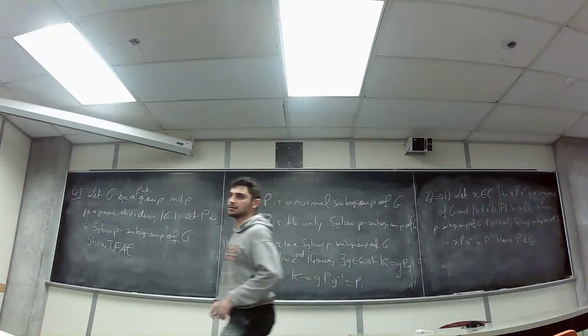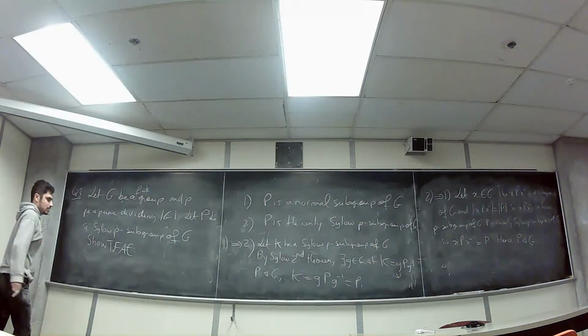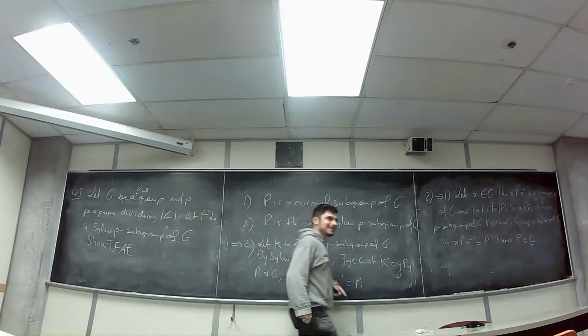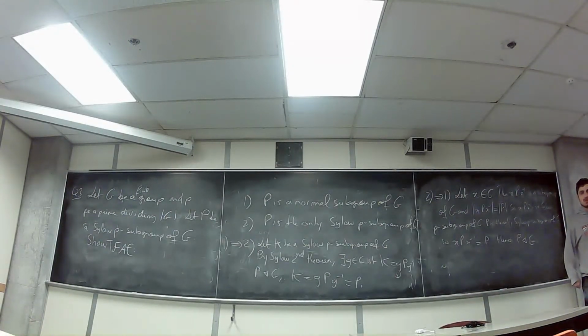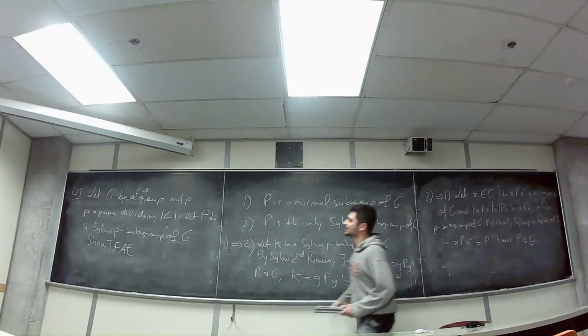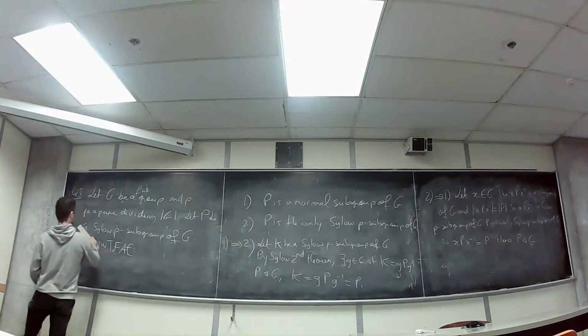Let's do Q4. Q4 is weird because again you have two directions. A implies B: I think many people didn't have trouble with that. Most of you don't have trouble with that, and it's longer and more involved than B implies A. So B implies A is short. A implies B is a bit long.